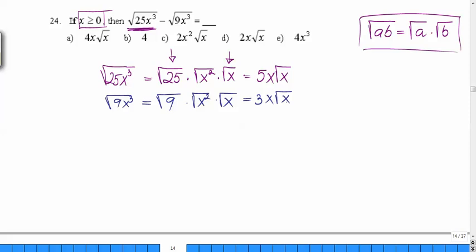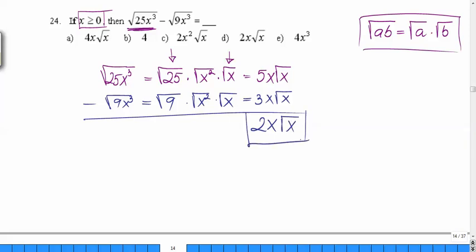Okay? And now, because you need to subtract the square root of 9x cubed from the square root of 25x cubed, you can do it here, right? The answer will be what? 5x square root x minus 3x square root x will be just 2x square root x, and this should be the answer to this problem, right? 2x square root x. We got option D, looks exactly the same, and I hope you guys understood the steps we took here.